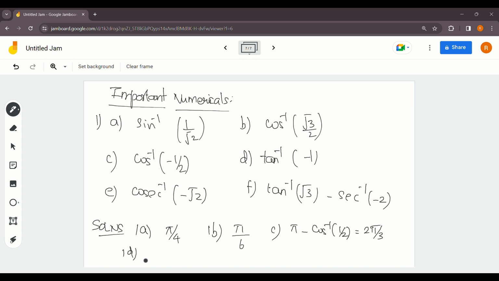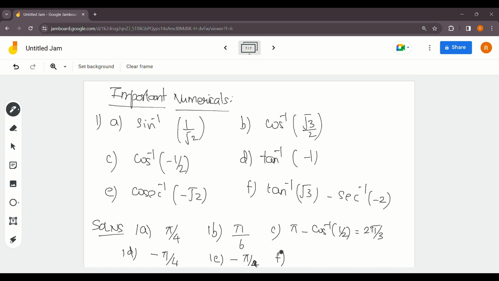So 1D, tan inverse of minus 1. Directly from the property, it is minus tan inverse of 1. So minus tan inverse of 1 is minus pi by 4. That's how simple it is. Cosecant inverse of minus root 2 is minus cosecant inverse of root 2, which is again minus pi by 4. Minus pi by 4.